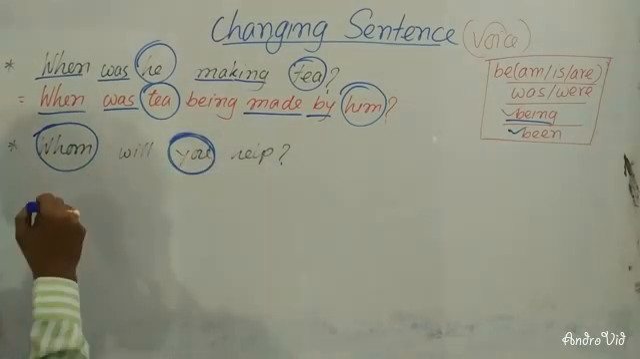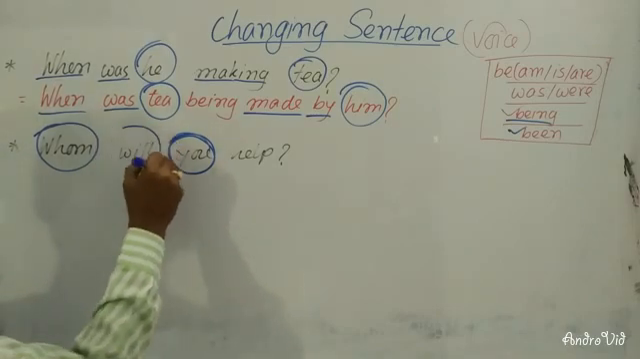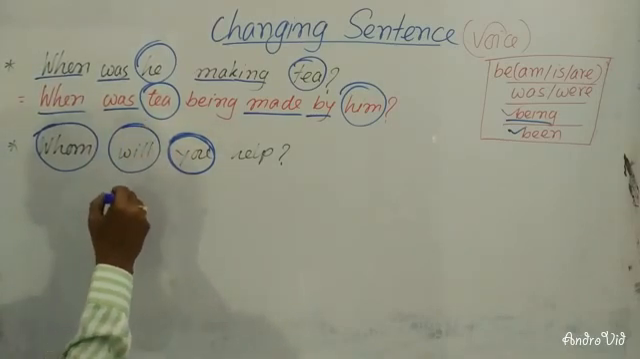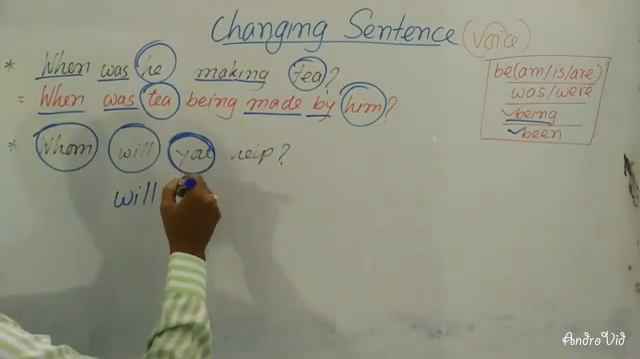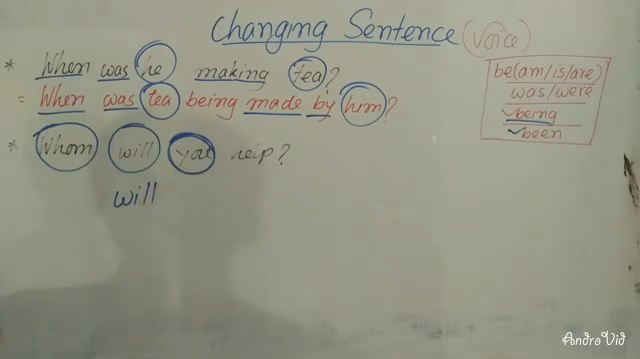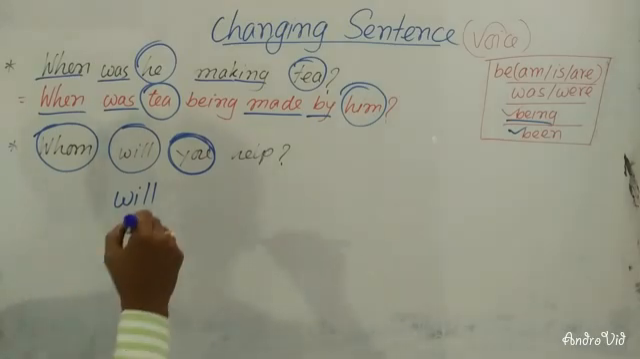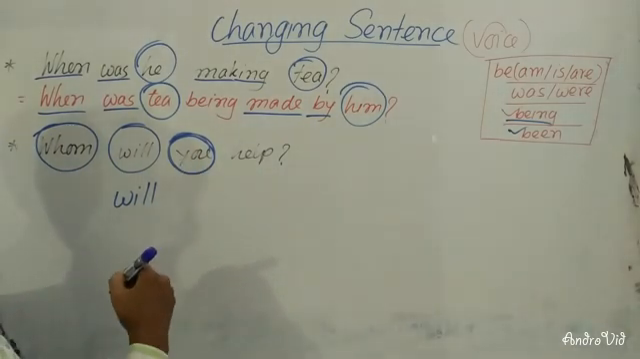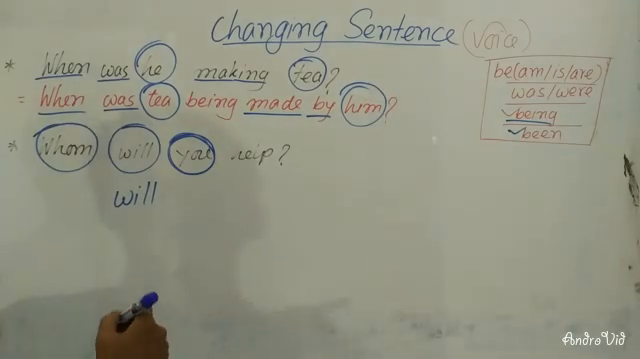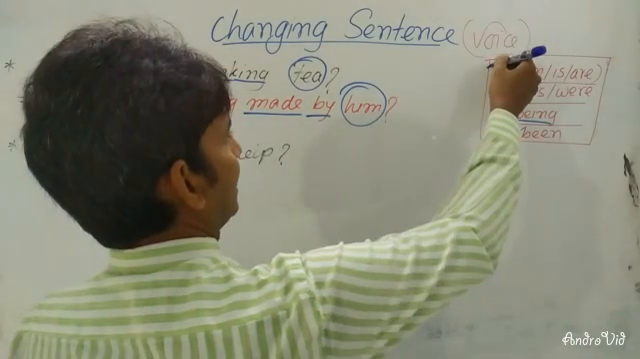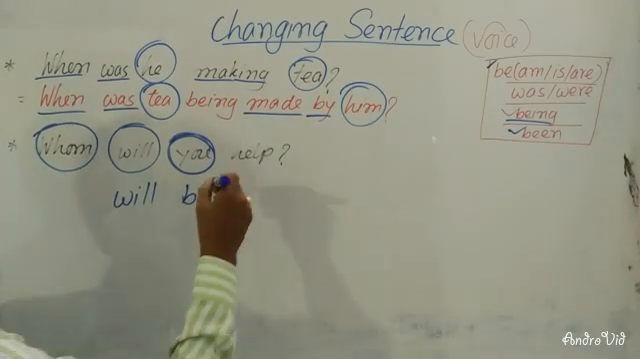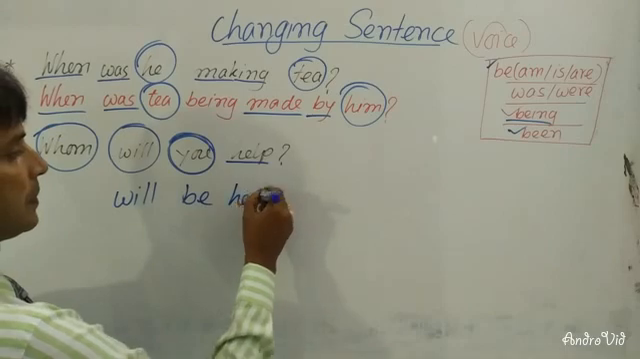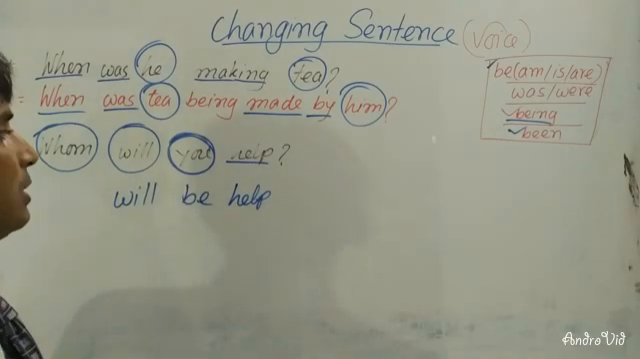So at first you will have to write here the auxiliary will. You will have to write it and make a gap here, will. Then you will write, you is the subject here. So you will write you at the ending of the sentence. So with this will you will have to take here be, will be. Then you will have to write here help.